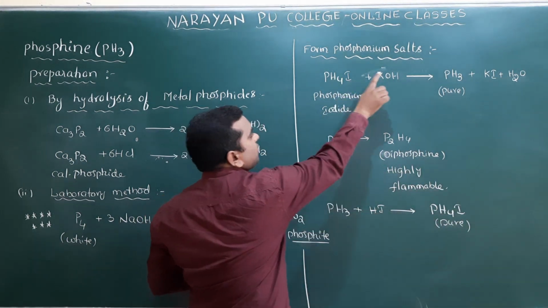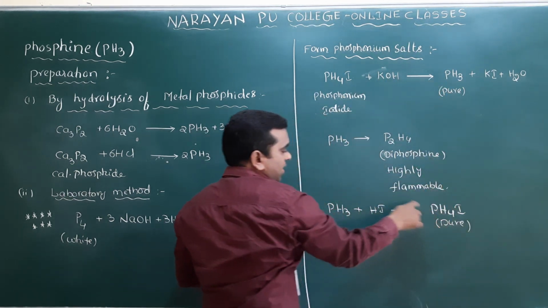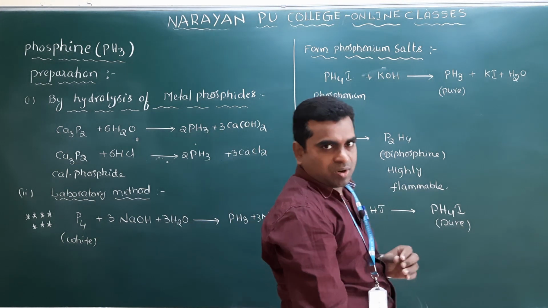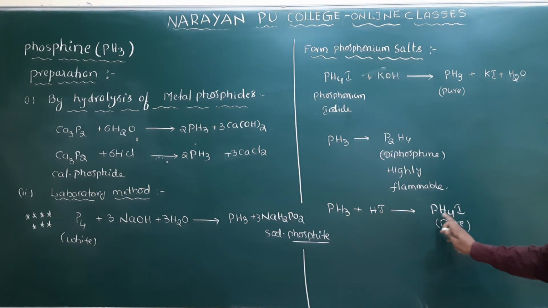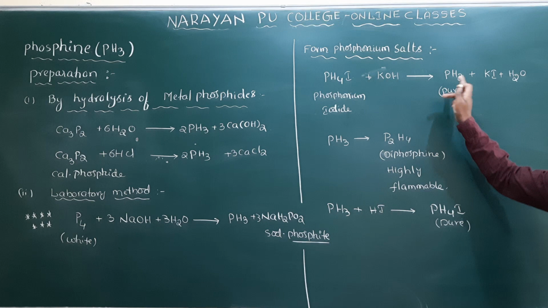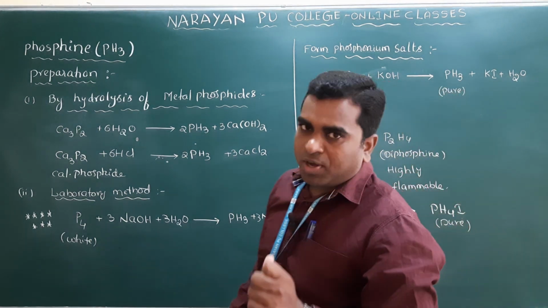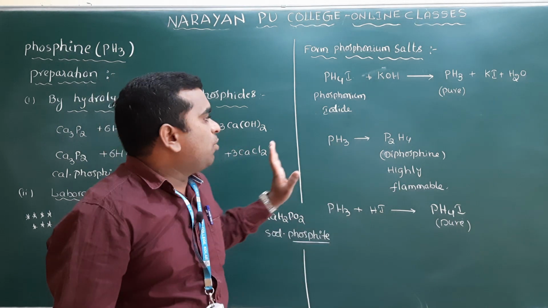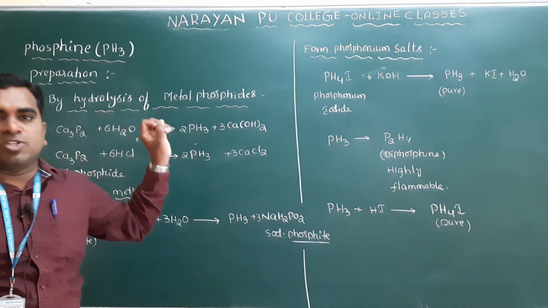Now treat this one with KOH, then you will get pure phosphine, not contaminated with any P2H4. Clear? So first of all, treat this with HI, then you will get pure phosphonium iodide, and that treated with alkali gives very pure phosphine, not contaminated with diphosphine. So these are the three preparation methods of phosphine.